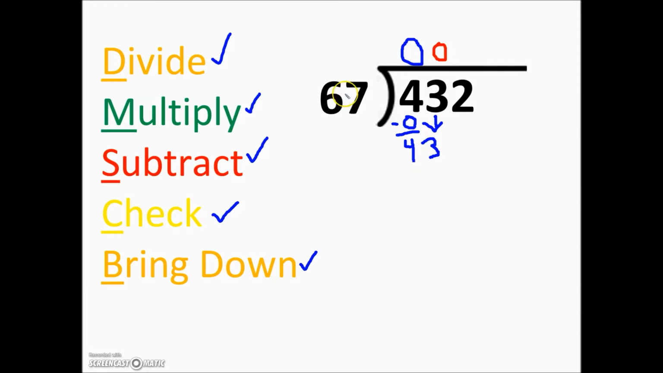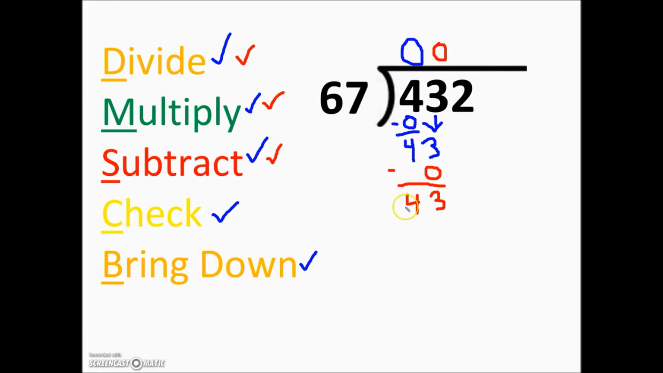When I'm asking how many times a number goes into another number, I'm asking how many times I could subtract this from that number. Well, I can't subtract 67 from 43 at all. So 67 does not go into 43. That's my divide step. My multiply step is to take the number I just wrote down, which is a 0, multiply it by my divisor, 67, and I get 0. I put the 0 here. That's my multiply step. Then I subtract, and I get 432, or excuse me, 43.